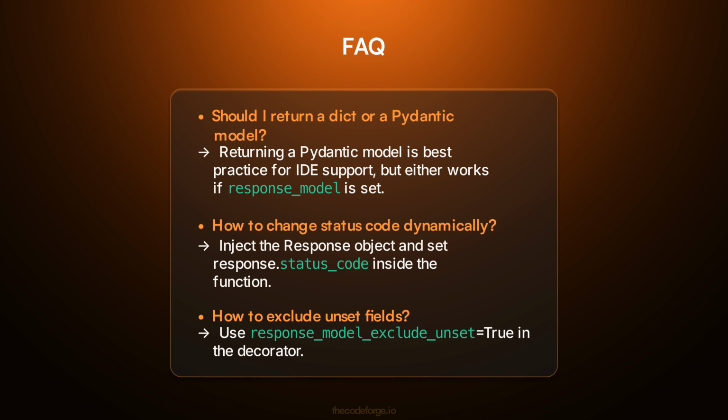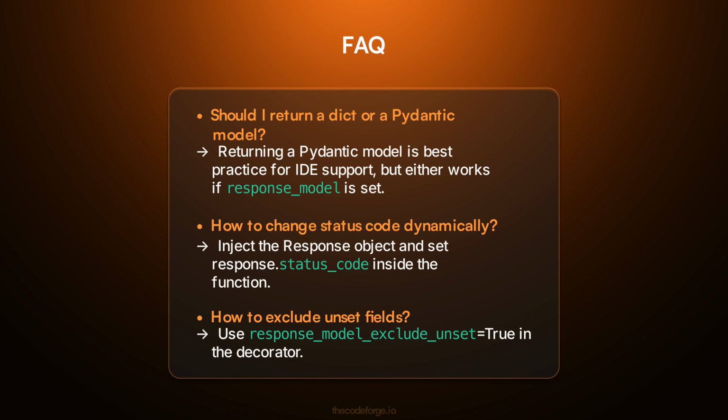And a few frequently asked questions. Should I return a dict or a Pydantic model? Returning a Pydantic model is best practice for IDE support, but either works if response_model is set. How to change status code dynamically? Inject the Response object and set response.status_code inside the function. How to exclude unset fields? Use response_model_exclude_unset=True in the decorator.